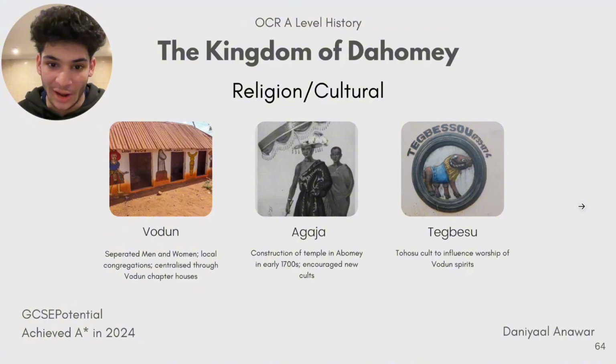Second point, Agaja. He was the bloke who led initially. He constructed a temple in Abomi in the early 1700s, and he encouraged a lot of new cults, which is kind of interesting. I thought a lot about this actually. I think the reason why he wanted a lot of cults is because if people believed in a lot of different things, then it would basically satisfy them so they wouldn't try and go against the king.